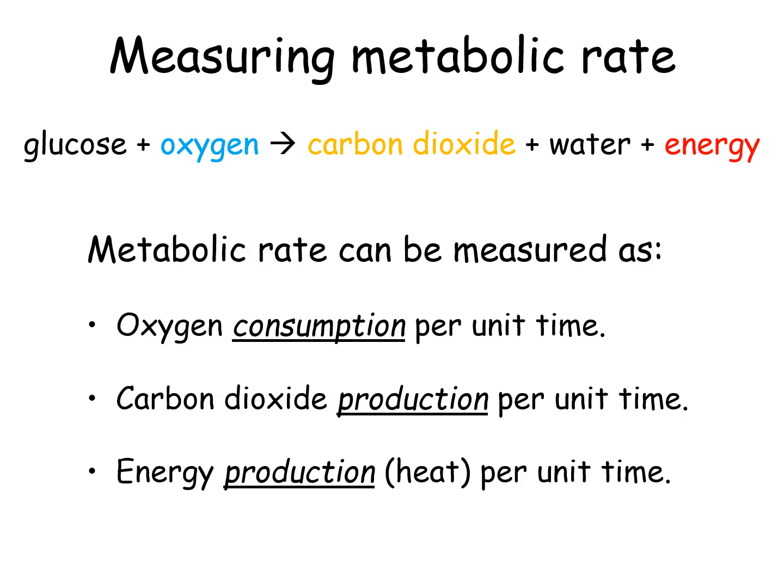And we're going to use tools such as respirometers to measure oxygen consumption or carbon dioxide production. We can also use oxygen or carbon dioxide probes. And for heat production, we can use calorimeters. And these measurements are going to help us understand how fast metabolism is happening in an organism's cells.